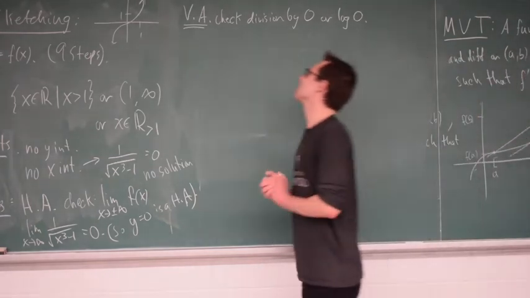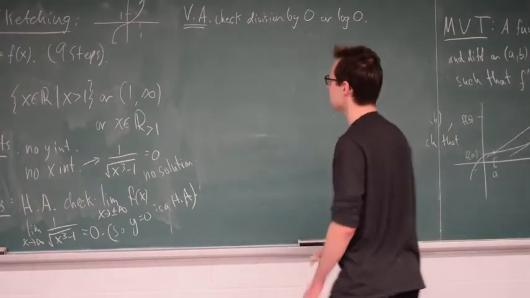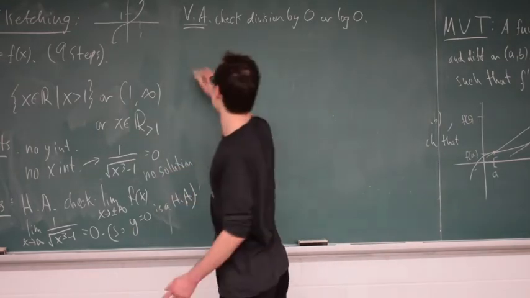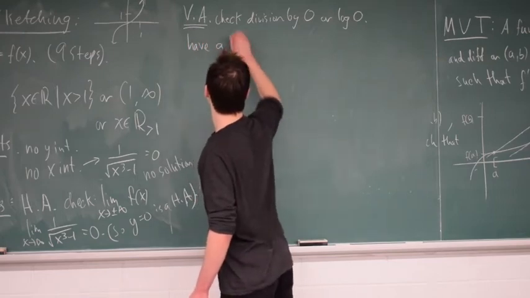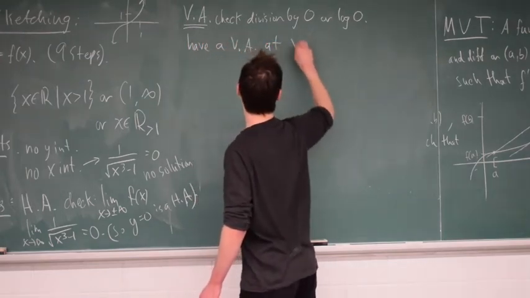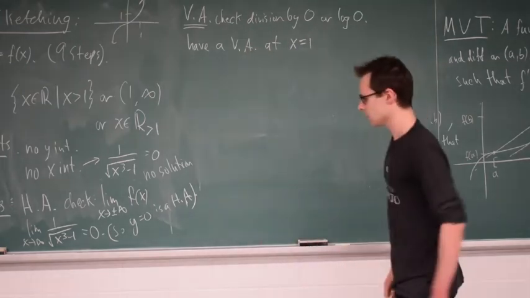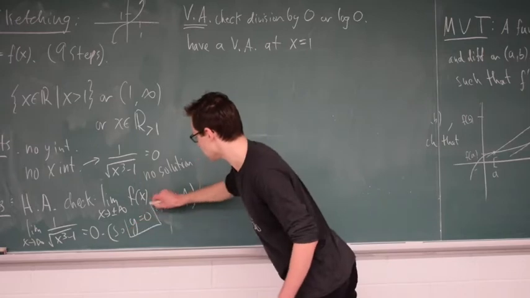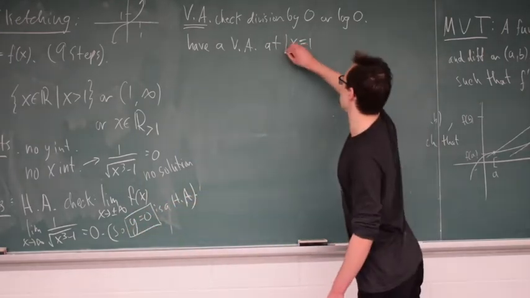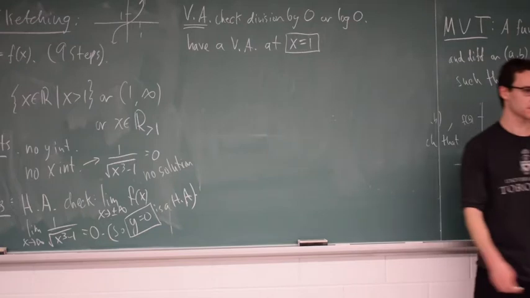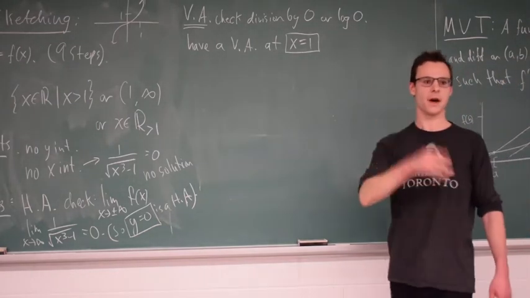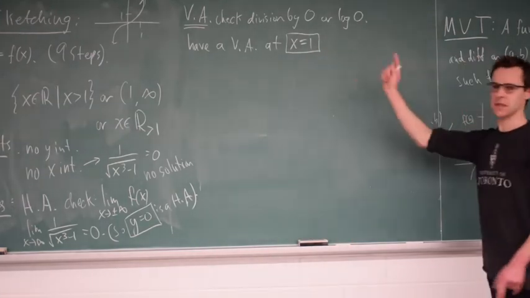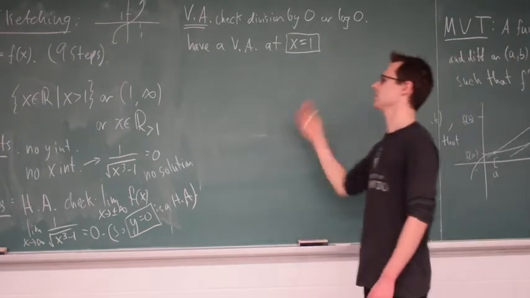All right. So check for division by 0. Yes, we do have a division by 0 problem, and it's at x equals 1. So we have a vertical asymptote at x equals 1. By the way, when you're asked to find equations of asymptotes, don't just say 0, say y equals 0. Don't just say 1, say x equals 1. These are equations. Similarly, for a slanted asymptote, you want to say y equals mx plus b. You want to find both m and b. We'll do an example of a slanted asymptote real soon. Okay, let's finish this for now.